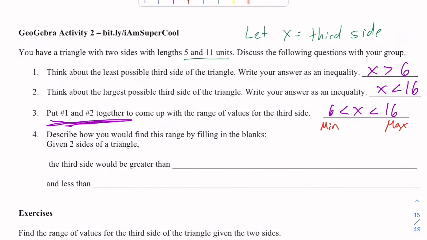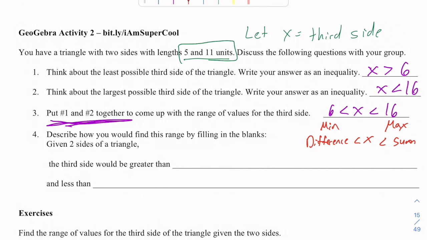In this case, what's the relationship? How do we get 6 and 16? Let's find a shortcut for any triangle. How does 5 and 11 relate to 6 and 16? Well, to get 6, you take the difference of the two numbers. The difference is less than x, and then the sum. That's how you find those two numbers.